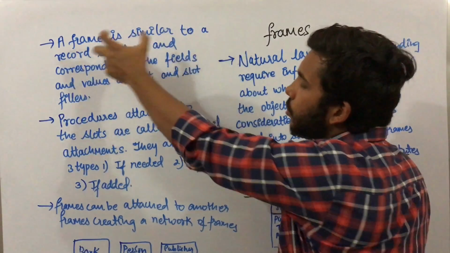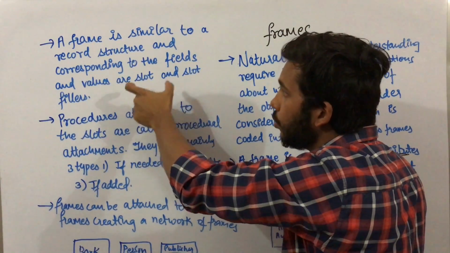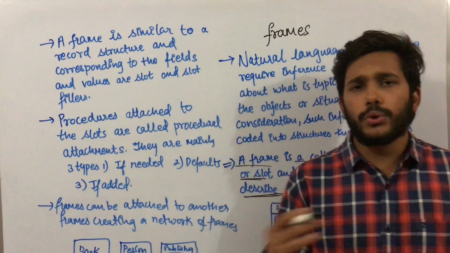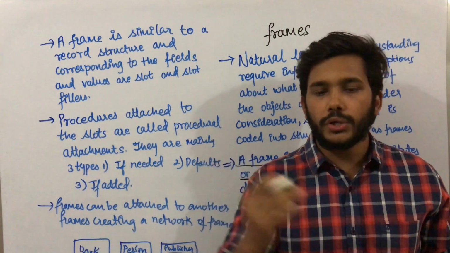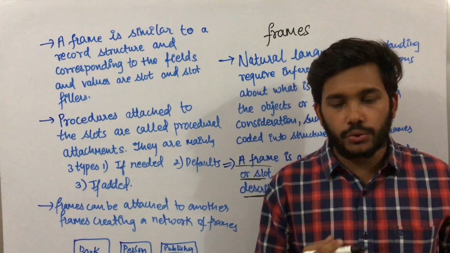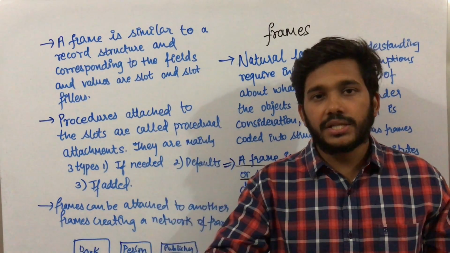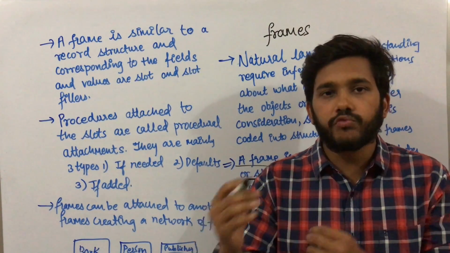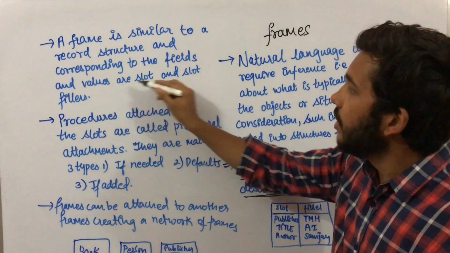A frame is similar to a record structure, and corresponding to the fields and values are slots and slot fillers. How do we store a record? Suppose I want to store a record about a student. Then we will require some information about the student, like what is the name of the student, in which year the student is, what is the branch of the student, what is the height of the student, what is the weight of the student. So first we will create a slot.